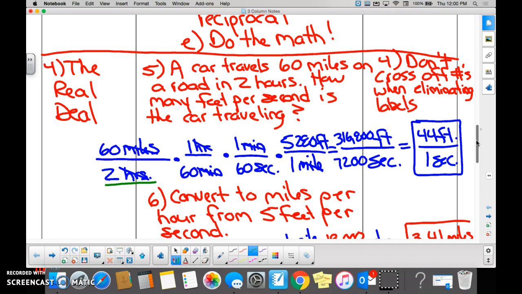Okay, Maddie, what is the second step? To write what you want. Write what you want to know, right? So what we wanted to know, now obviously these numbers are filled in because we did the math, but we wanted to know how do you get from 60 miles in 2 hours, this right here, to feet per second. Because the question says, how many feet per second is the car traveling? So step 1, what do we know? Step 2, what do we want to know?